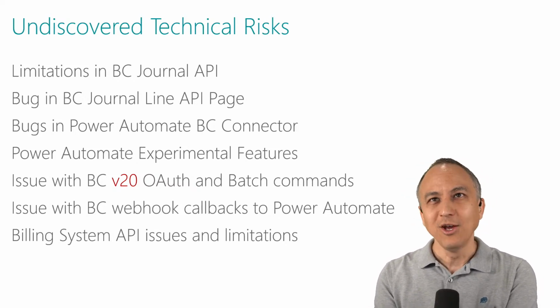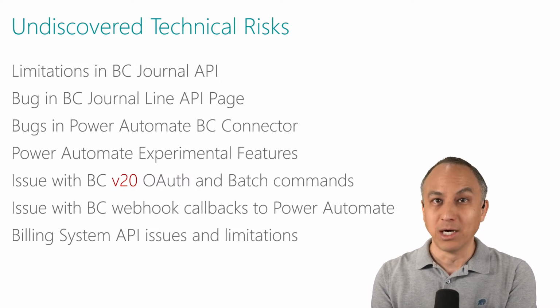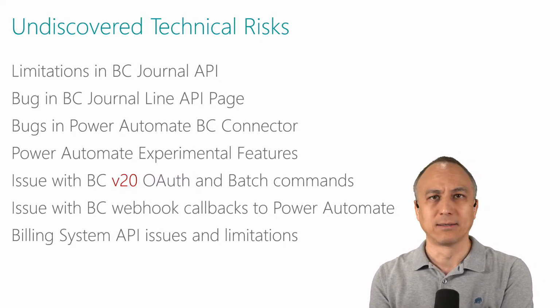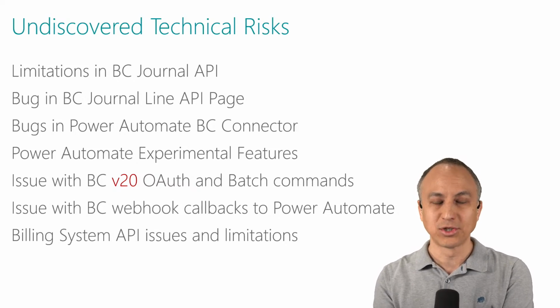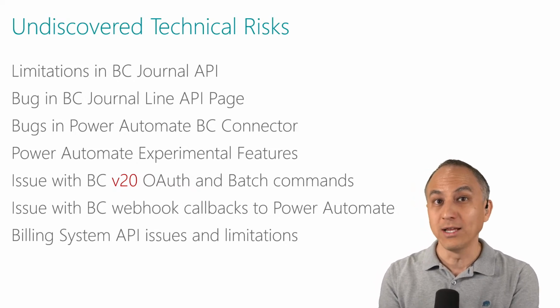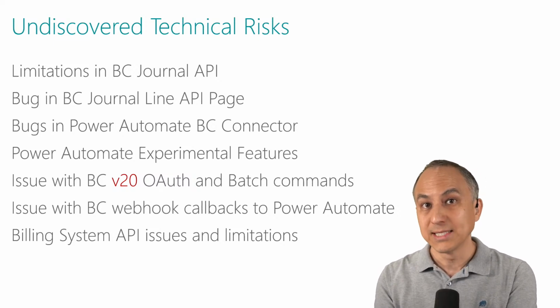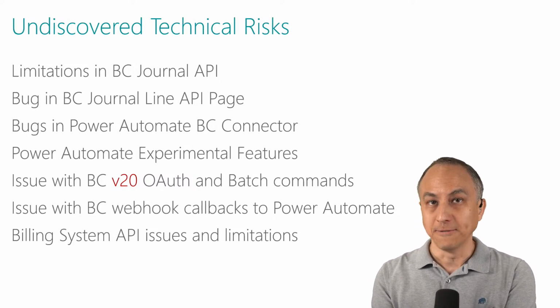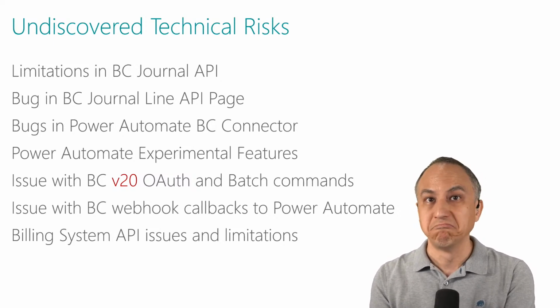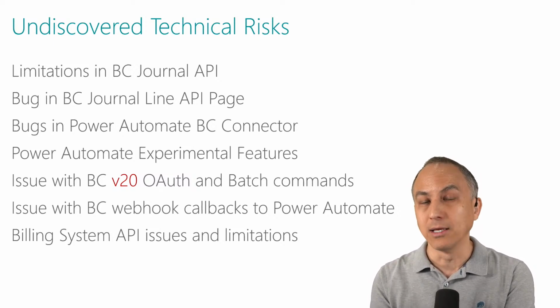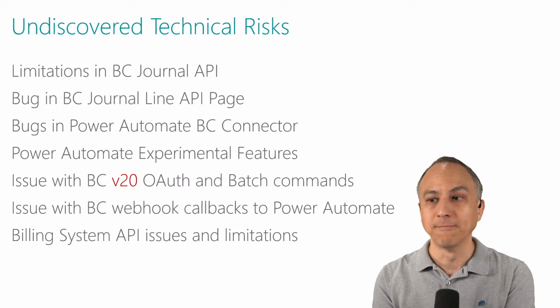Fine. Well, then you will discover bugs in the Power Automate BC connector. And you're like, how is that possible? Certainly, by version 3, they would have figured this out and it would work. You would be mistaken. First of all, if you try to use it, it just doesn't work with the Journal Line API. You will get an inexplicable error.